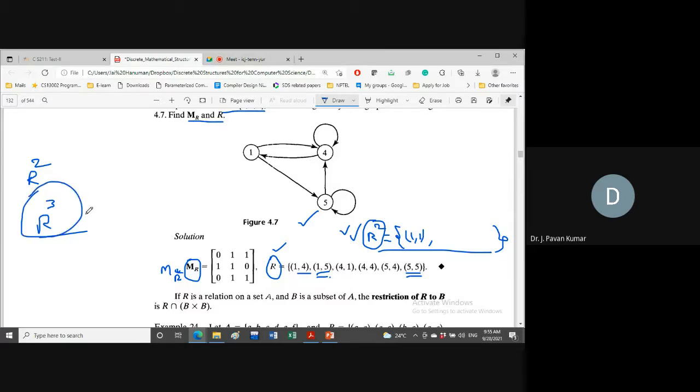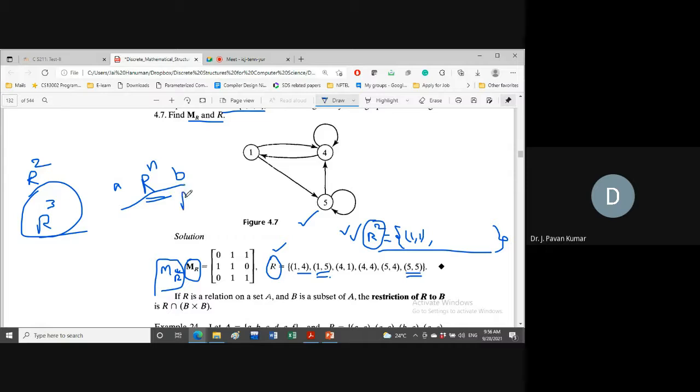If we know R3, we can write MR3 as well. Similarly, R4 we can get, then MR4, R5, MR5. Like this, we can find Rn. Rn in the digraph representation means there is a path from A to B. If A is related to B by the relation Rn, then we can say from A to B there is a path of length exactly n. That is the meaning here.